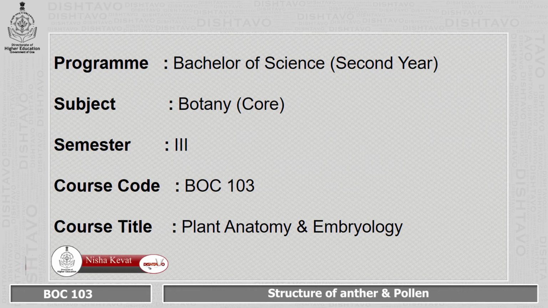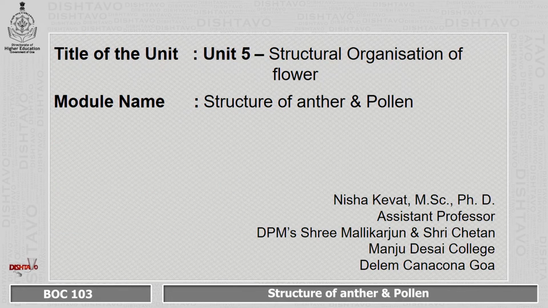Welcome students. In this session we will be covering a program under Bachelor of Sciences second year, subject Botany, semester 3, course code BOC 103, course title Plant Anatomy and Embryology. Title of the unit, Unit 5, Structural Organization of Flower, module name Structure of Anther and Pollen.